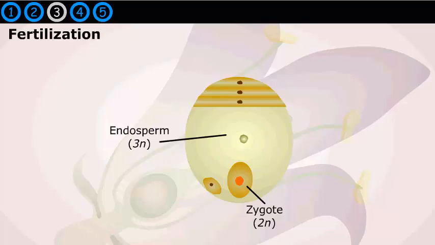Now that we've seen how fertilization occurs, let's see how the zygote develops into a new plant.